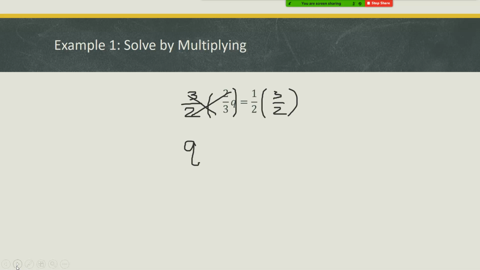So we get Q equals, and when you multiply two fractions together, what do you do? I got 3/4 also. So what you do is you multiply the top two numbers and you multiply the bottom two numbers. So you multiply across.